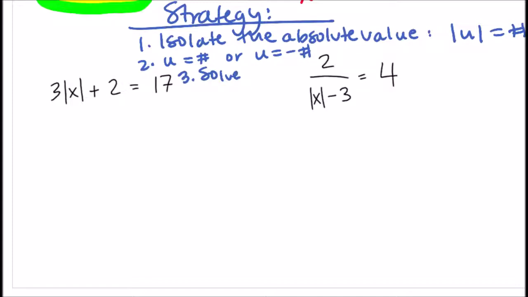Okay, so we'll start putting this into action. First, we're going to isolate the absolute value. So we're going to try to get this absolute value of x by itself. So I'm going to start by subtracting 2. So I have 3 absolute value of x equals 15. Then I'm going to divide both sides by 3. Okay, and again, absolute value of x equals 5. What could x be? It could be 5, or maybe it could be negative 5.